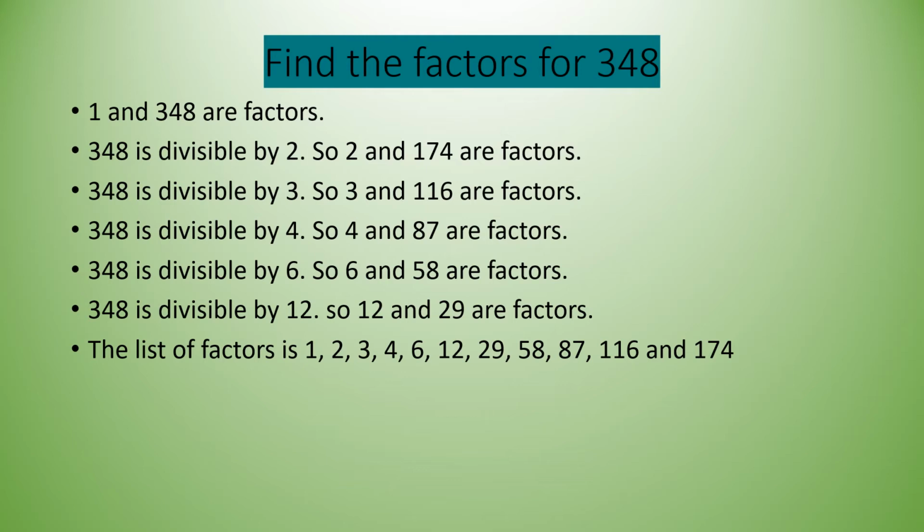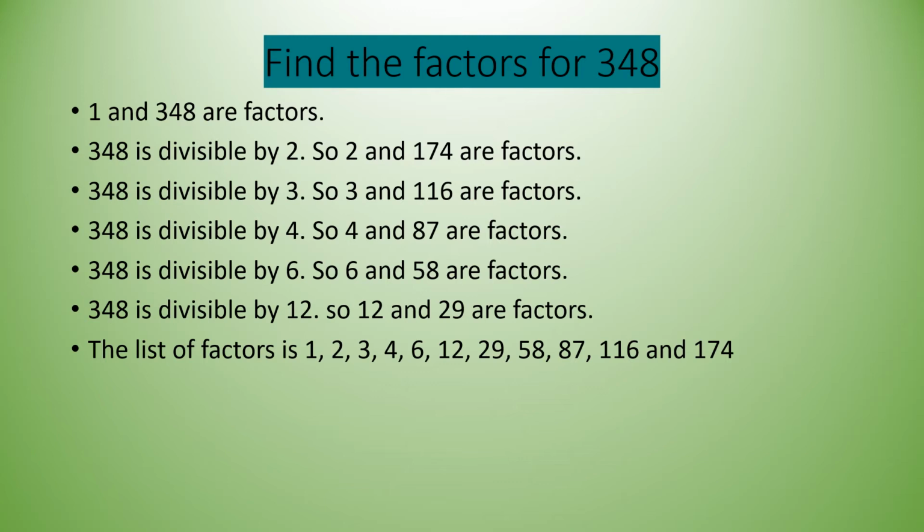Now in between 174 and 348, there is no number that can divide 348 evenly with remainder 0. So you don't have to check whether 348 is divisible by any number in between 174 and 348, because we don't have factors in between 1 and 2. If there were a number in between 174 and 348 that divides 348, then there must be a number in between 1 and 2. Okay, that is the logic.